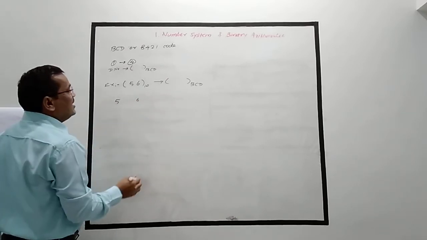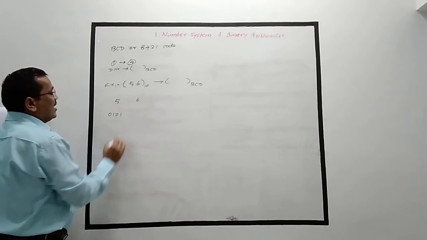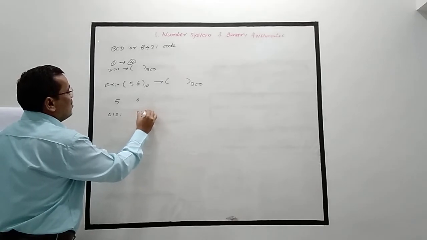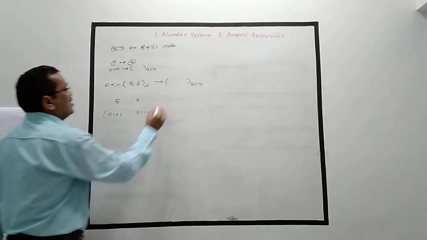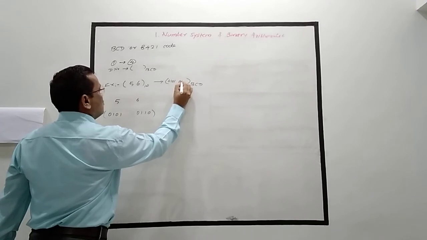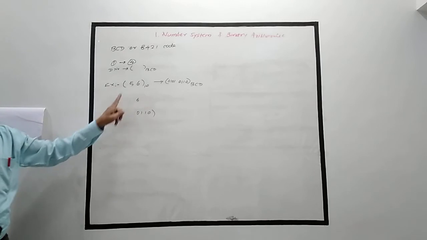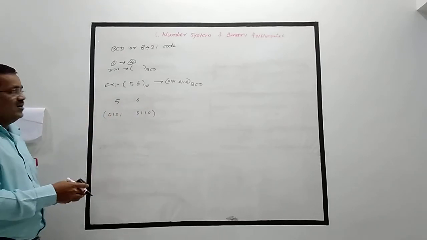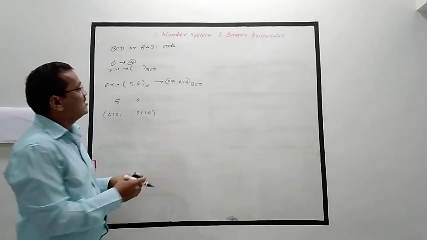Now write the BCD equivalent, 8421, making a group of 4 digits. 5 is 0101, then 6 is 0110. This is the BCD coded number: 0101 0110. So it is decimal to BCD conversion. You can convert the decimal number into its BCD equivalent.